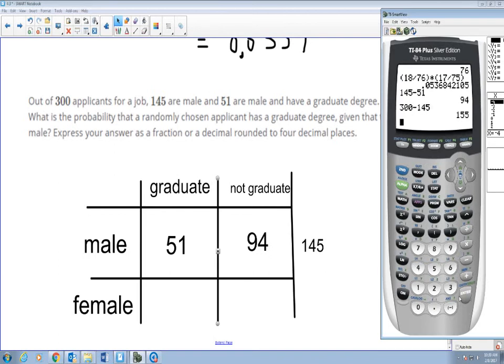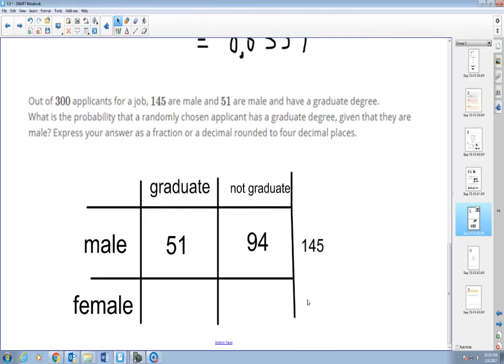Now I don't know if I need that or not, so I'm just gonna have a 155 right here. I cannot figure out the graduate and not graduate for the female, because the problem doesn't say anything about it.